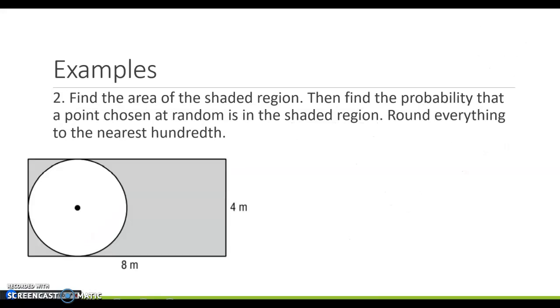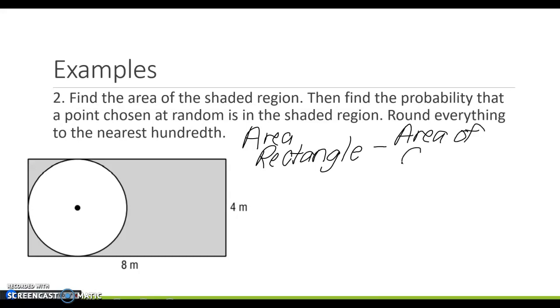Let's do another one. So we're going to find, again, the area of the shaded region, then the probability that a point chosen at random is in the shaded region. In this case, we're going to be taking the area of the bigger shape, which is a rectangle, minus the area of the circle.